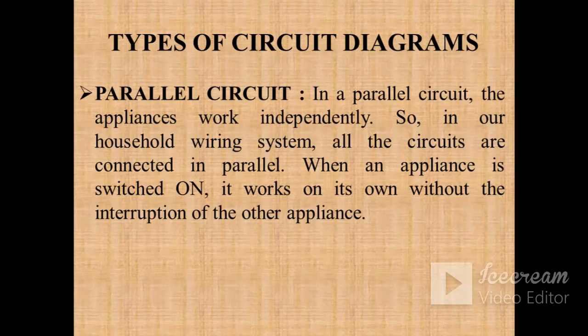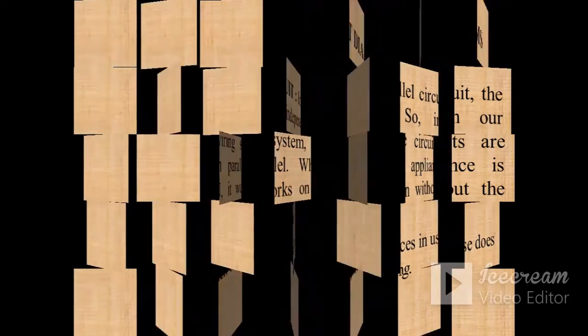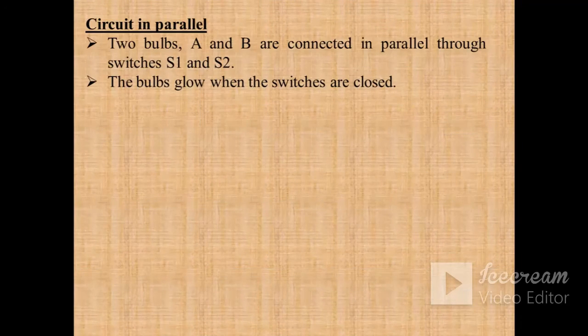Whereas in case of the parallel circuit, which is the other type of circuit, the appliances work independently. In our household wiring system all the circuits are connected in parallel, and when an appliance is switched on it works on its own without the interruption of the other appliance. Thus we can say that in a parallel circuit the appliances in use do not depend on each other for their working. So again let's understand this with an example.